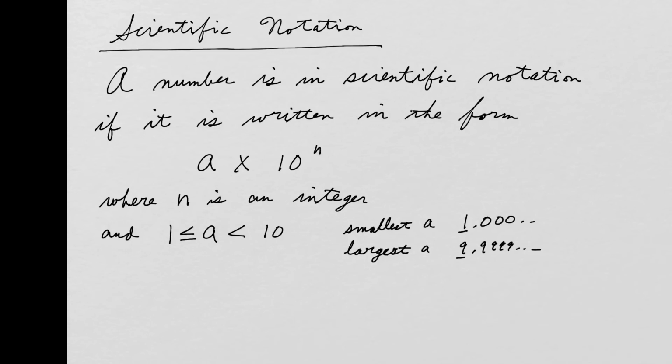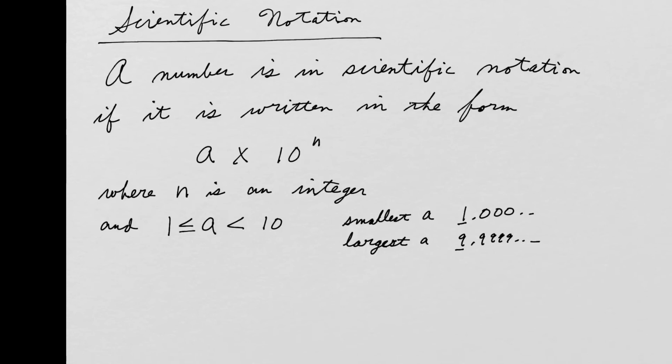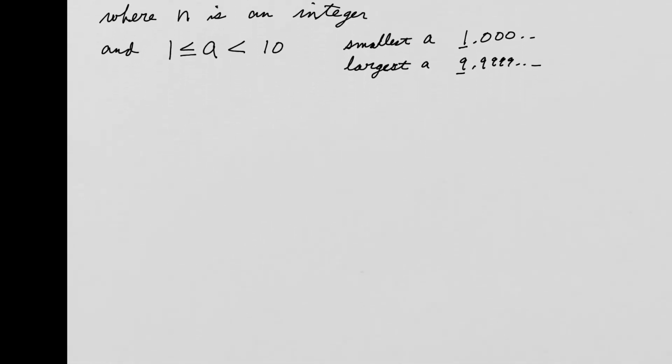Okay, so it's easiest to learn this by example. Again, we're only going to do the very basics of scientific notation. So let's say I have a number written in scientific notation, and I want to write it in standard form.